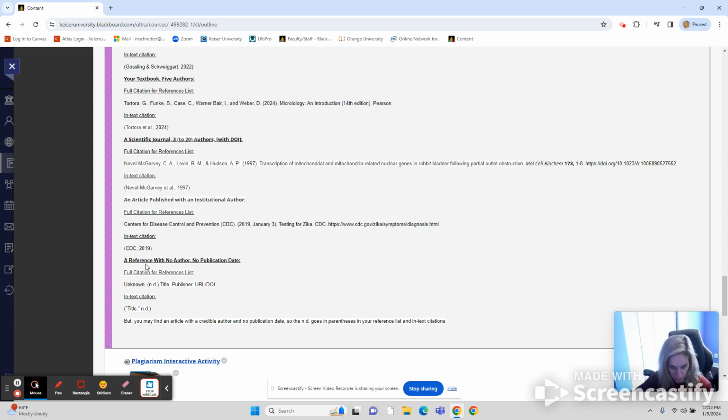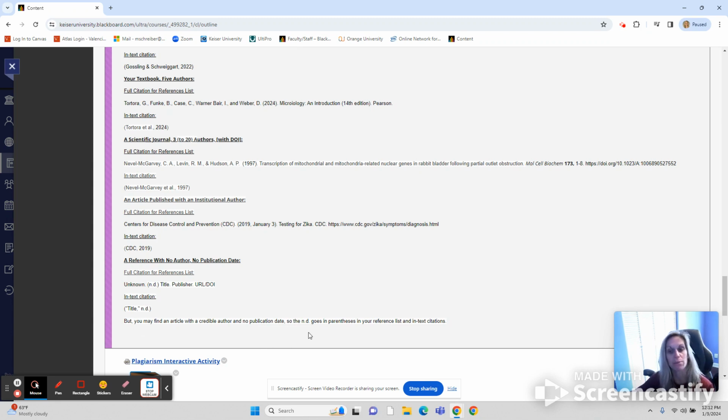Here's a resource with no author, no publication date. So in the references list, listing unknown, because there's no author. No publication date. Second would be in parentheses, n period, d period. Third would be the title. Fourth would be the source. Now the in-text citation with no author, for that in-text citation in parentheses, since there's no author, in quotations, the title of the article, and since there's no publication date, n period, d period.